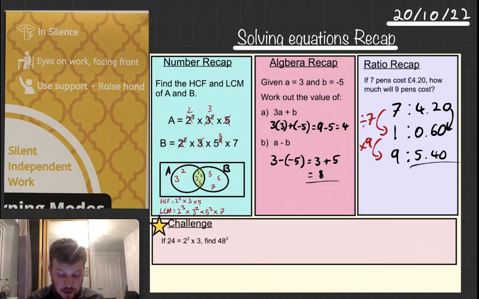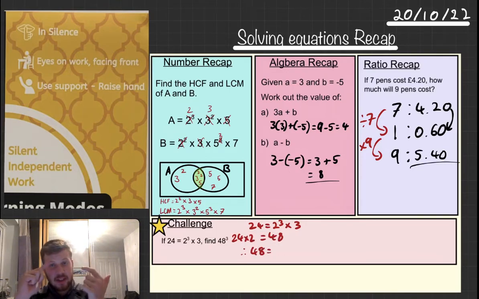Lovely. The challenge question: if 24 is equal to 2 cubed times 3, find 48 cubed. So we need to spot relationships here. 24 to 48, how do I do that? And then 48 to 48 cubed. I know that 24 is equal to 2 cubed times 3. Well, 24 times 2 is 48. So 48 must be, I've timesed by an extra 2, so 48 must be 2 to the 4 times by 3.